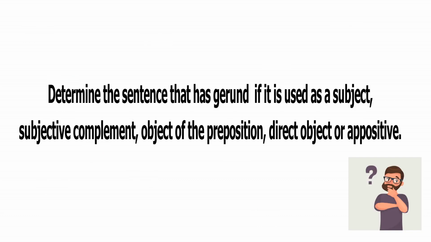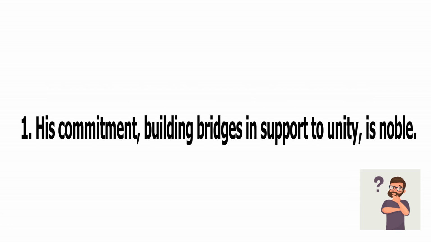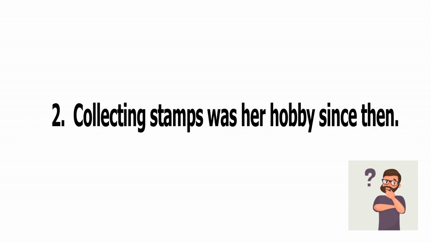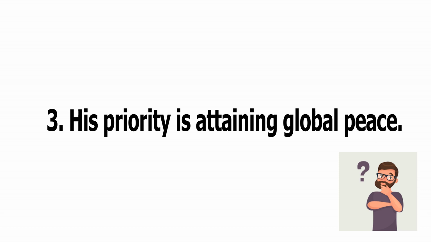Instruction: Determine how the gerund is used in each sentence, whether as a subject, subjective complement, object of the preposition, direct object, or appositive. Number 1. His commitment, building bridges in support to unity, is noble. Number 2. Collecting stamps was her hobby since then. Number 3. His priority is attaining global peace.